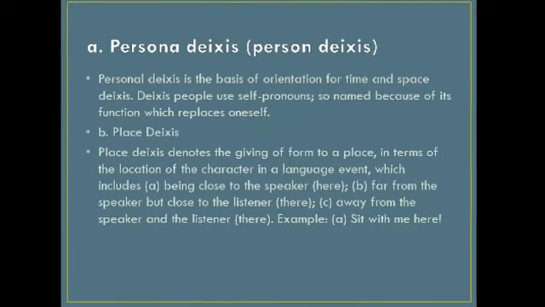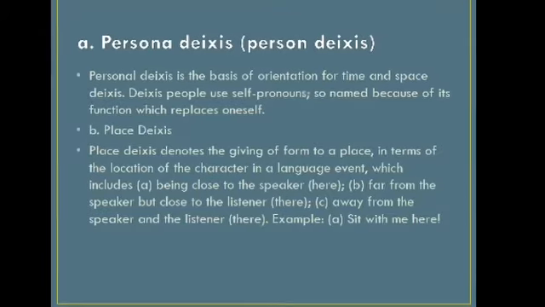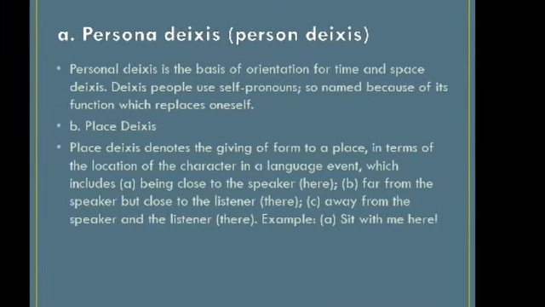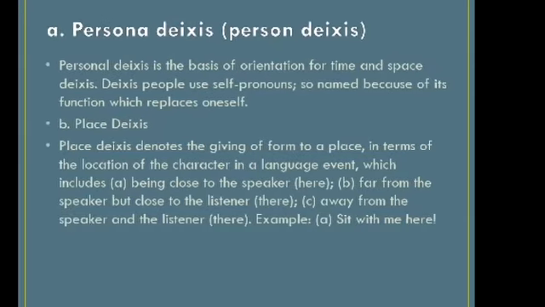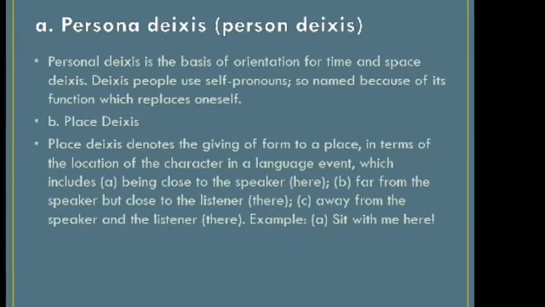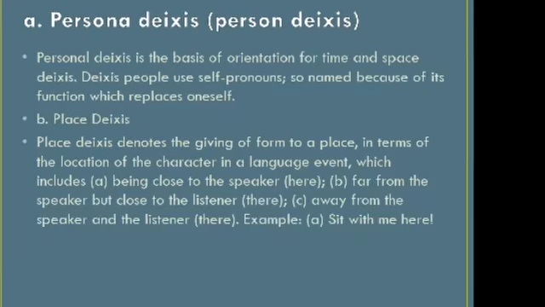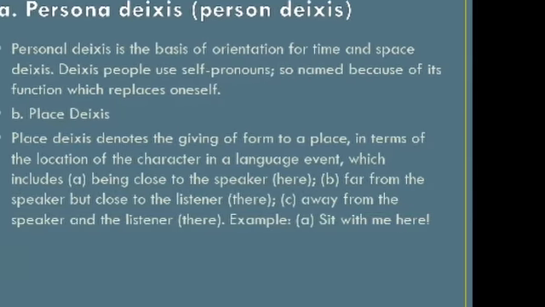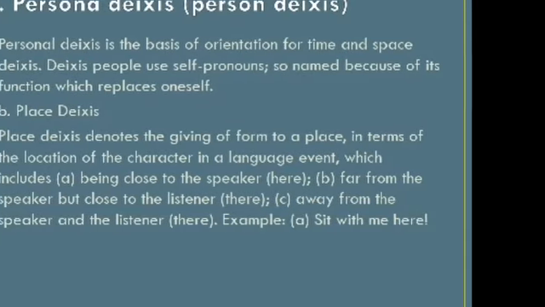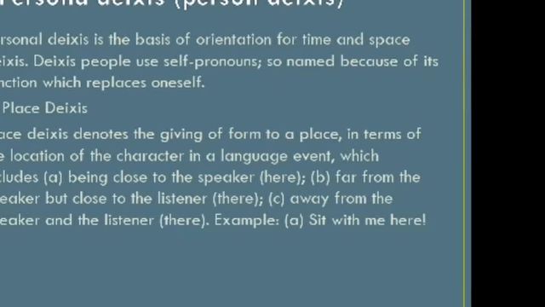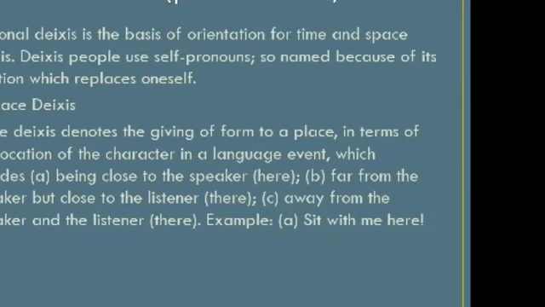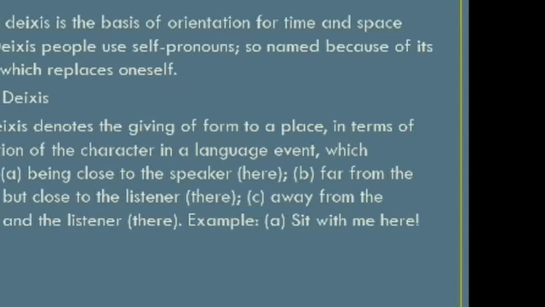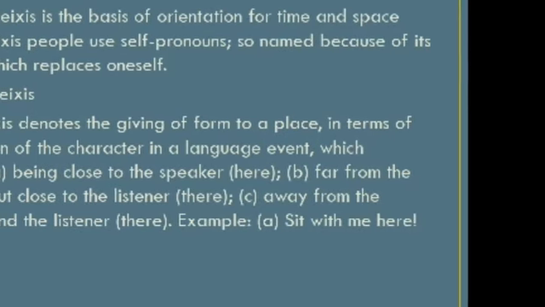A. Person deixis, or person size. Person deixis is the basis of orientation for time and space deixis. People use pronouns instead of names because of their function of replacing oneself. B. Place deixis. Place deixis denotes the giving of form to a place in terms of the location of the participants in a language event, which includes: A, being close to the speaker, here; B, far from the speaker but close to the listener, there; C, away from the speaker and the listener, over there. Example: sit with me here.